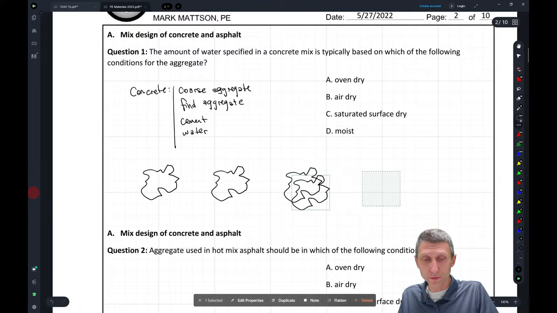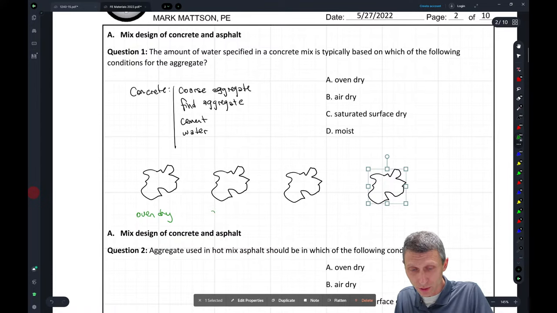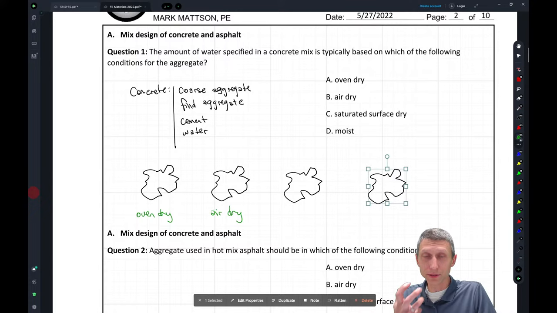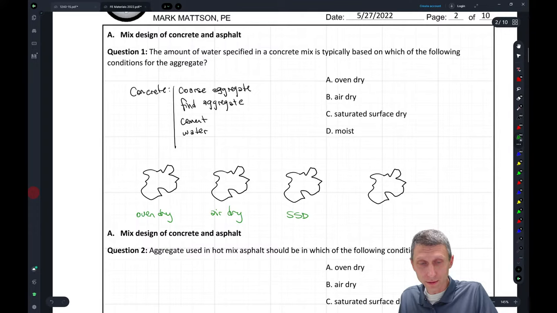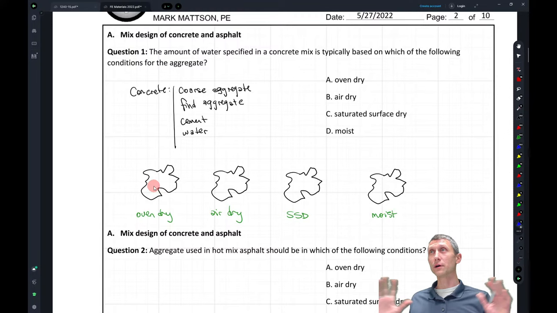And what I want to do is quickly define these terms. So let's go to oven dry, then we'll do air dry. Then we'll take a look at this magical SSD, saturated surface dry, and then we'll look at our last one, which is moist. Okay, and I'm going to use a blue highlighter here just to see what this looks like. Dry, guess what, I'm not going to highlight anything here because we put it in an oven and cooked all the water off, so all the water's gone.